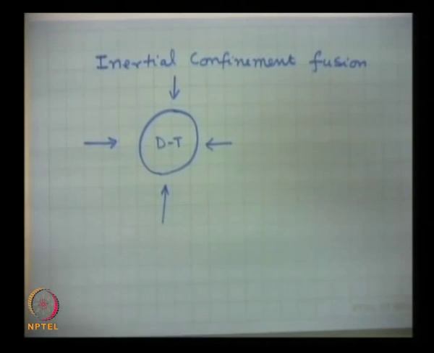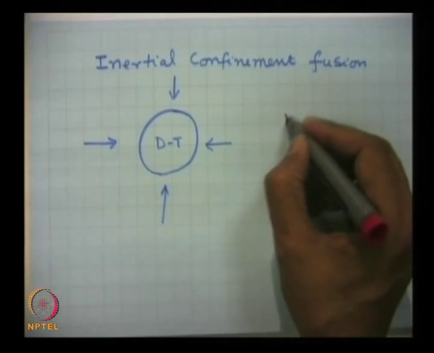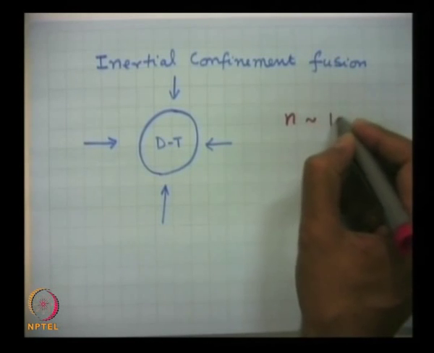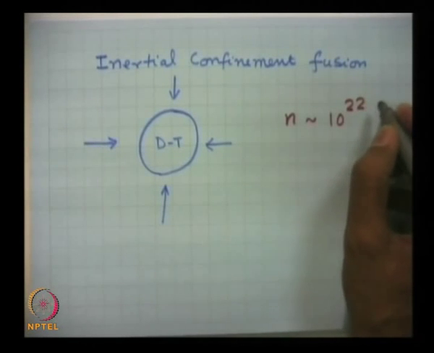where if you calculate the atomic density of deuterium and tritium, then that will be typically of the order of 10 to the power 22 atoms per centimeter cube.